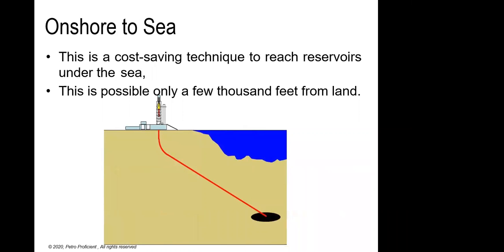Onshore to sea: sometimes if it is not possible to get an offshore rig, or it is easier to drill from onshore, then it is considered to be a cost-saving technique to drill from an onshore location. So you locate your rig on an onshore location near the sea, and then drill a deviated well. As can be seen, there are numerous cases like this where we drill from an onshore location.